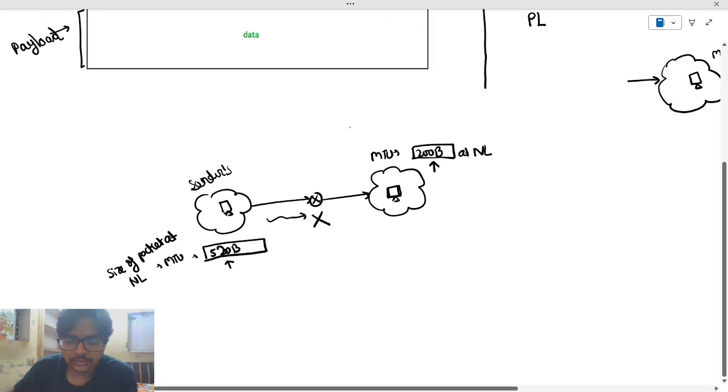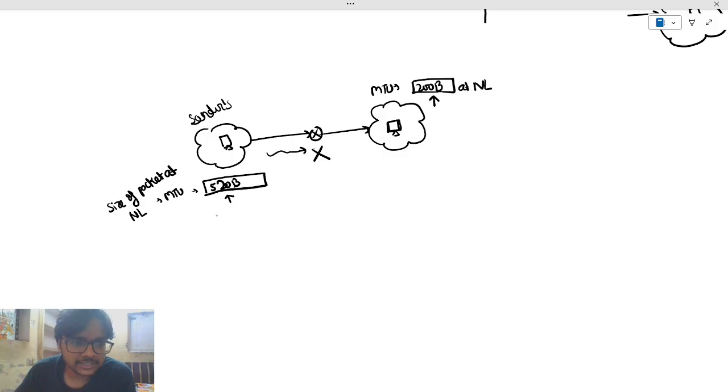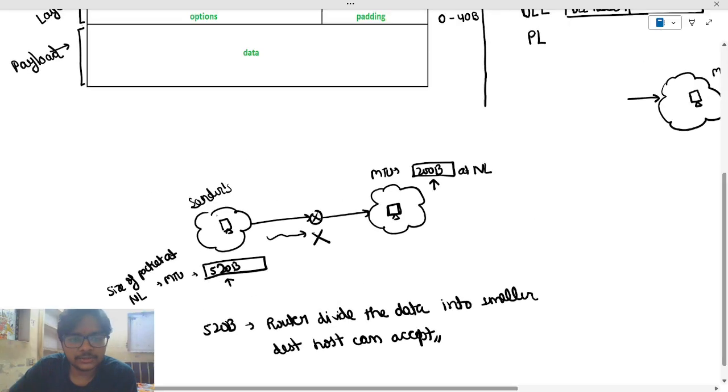Therefore, now comes the IP fragmentation. Since the sender is sending 520 bytes, the router will divide the data into smaller packets so that the destination host can accept the packet. Now how does it do that?